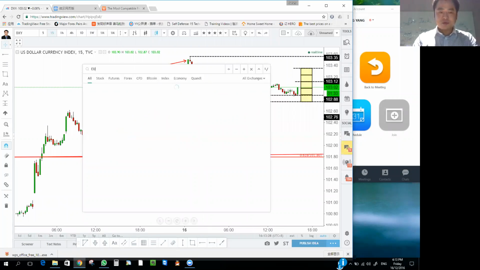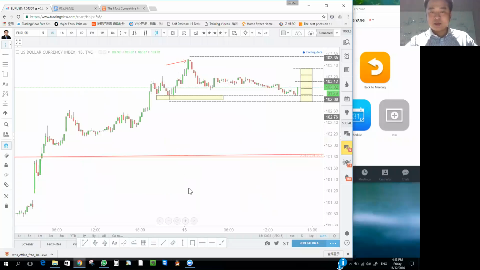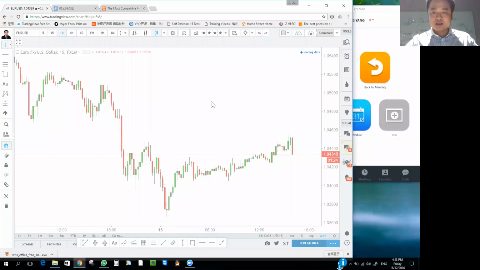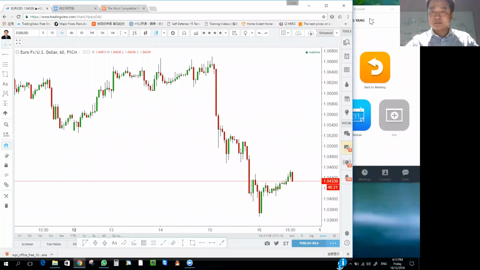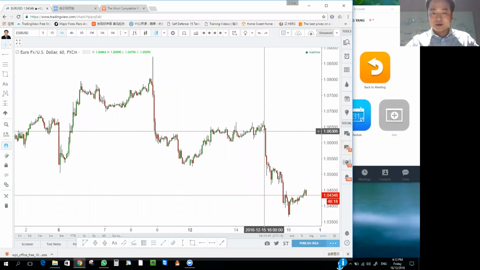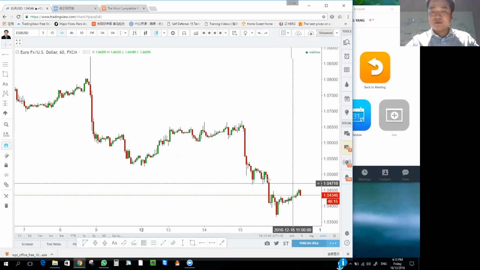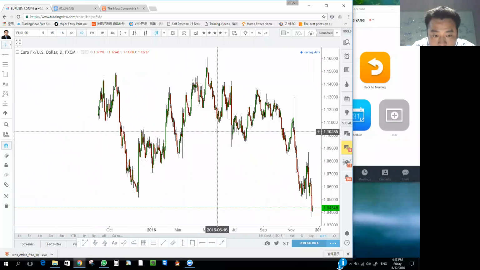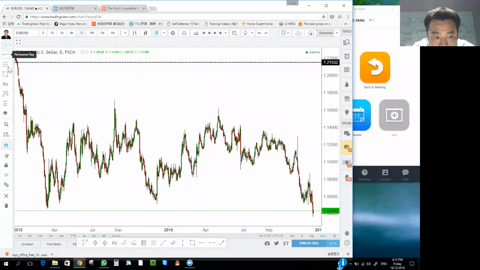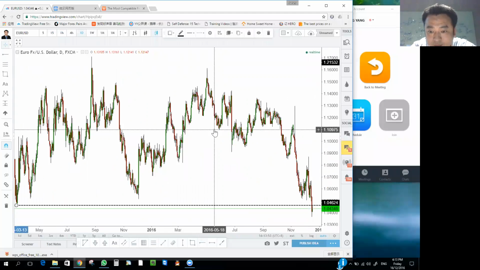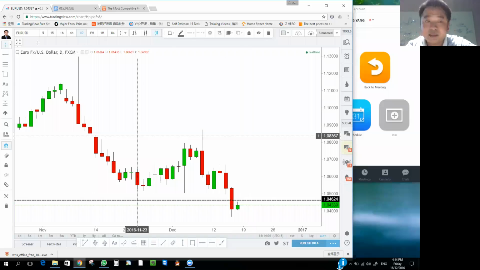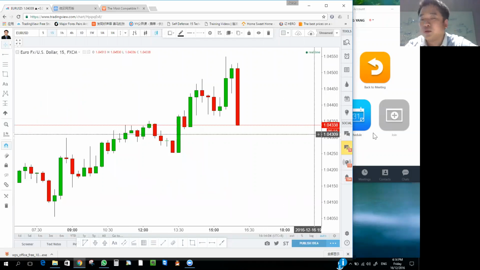Okay, let's look at the euro. See here, just now we said in the 1 hour chart, 1.0450 is the level that we want to short, right? Look at the daily chart. You just mark the line here. So if you want to short the euro, just wait for the price to pull back to 1.0460. That's the first level that you want to short the euro.